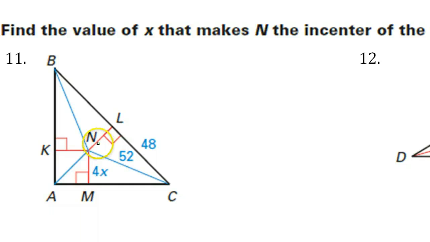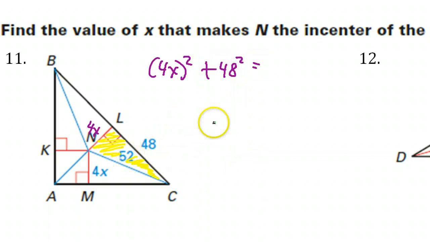Since all these distances, the red distances, are the same, that means the 4x could just as easily go up here. 4x is this red line, but this red line is also the same. The reason I did that is so that now I could use this triangle up here. I want to do the Pythagorean theorem using that yellow triangle. Leg squared plus leg squared equals hypotenuse squared. So watch this. I've got 4x squared, that's one of my legs, plus 48 squared, the other leg, is equal to 52 squared, leg, hypotenuse.